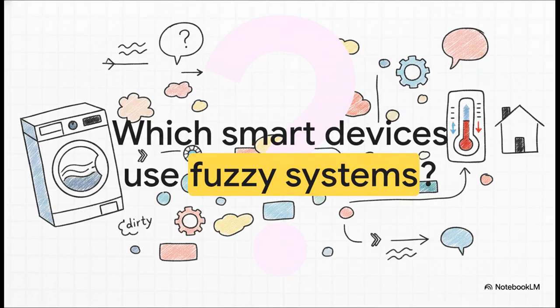So having walked through this whole architecture together, here is a thought to leave you with. From the washing machine that adjusts its water level based on how dirty your clothes are, to the smart thermostat balancing warm and cool in your living room, which of the smart devices currently operating in your home are quietly running a fuzzy assembly line right now? Understanding the fuzzy inference machine is truly the key to understanding the intuitive magic of modern engineering.